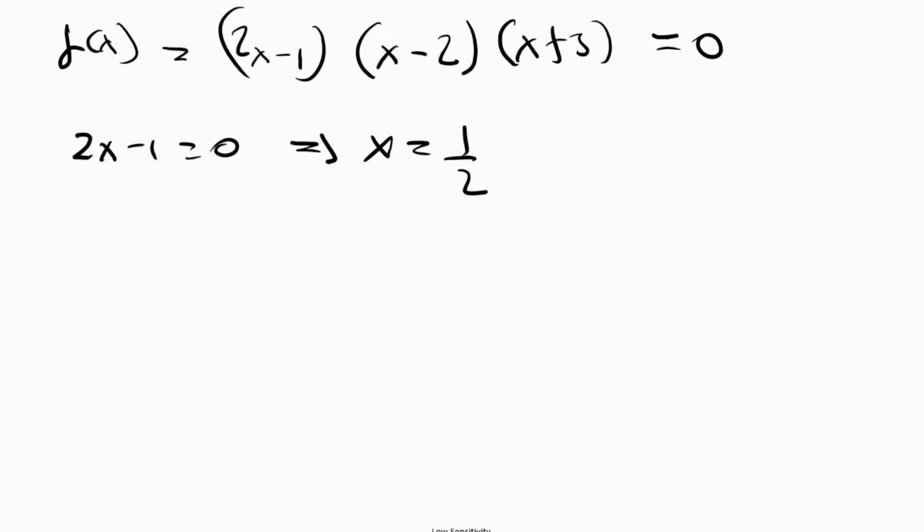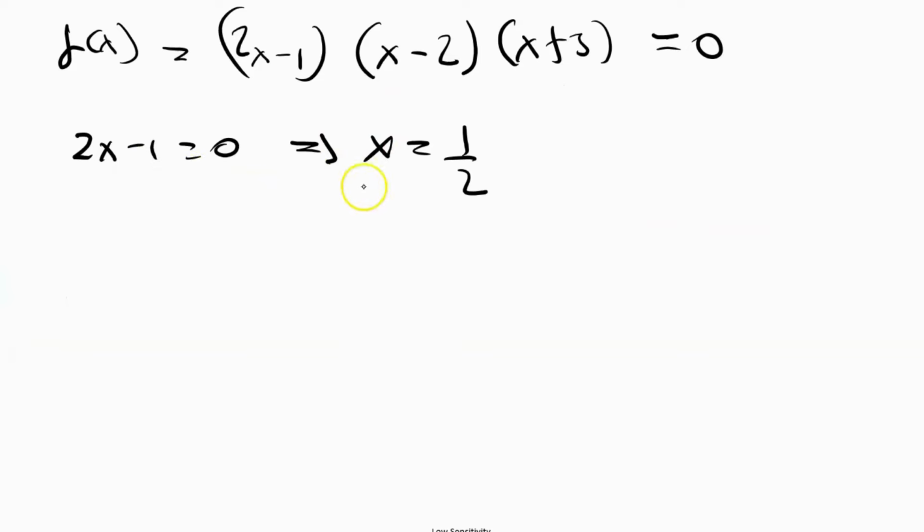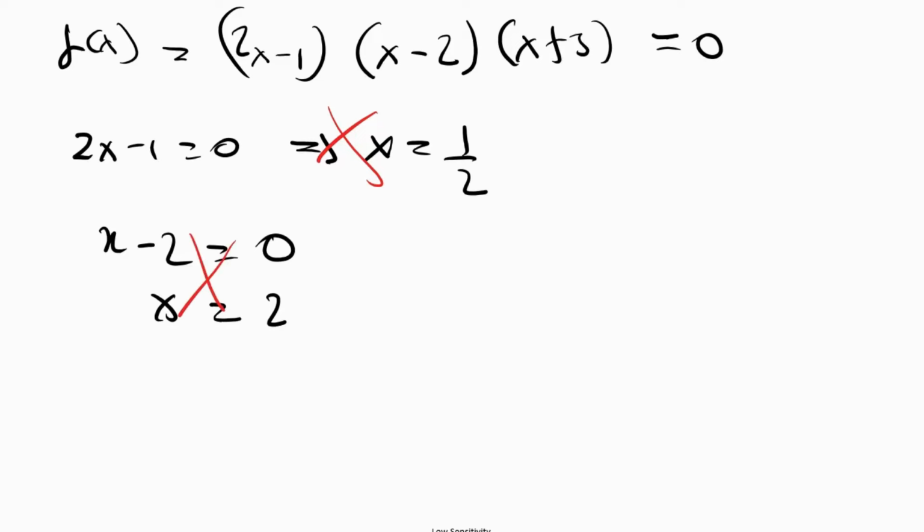And one thing to note on A, where we are here, is that this is on the negative side of x, right? So we know that the value of x here should take a negative value. So we know when x equals 1/2, this is not what we're looking for. And then we also know that x minus 2 equals 0. That means x equals 2. Again, that's not what we're looking for.